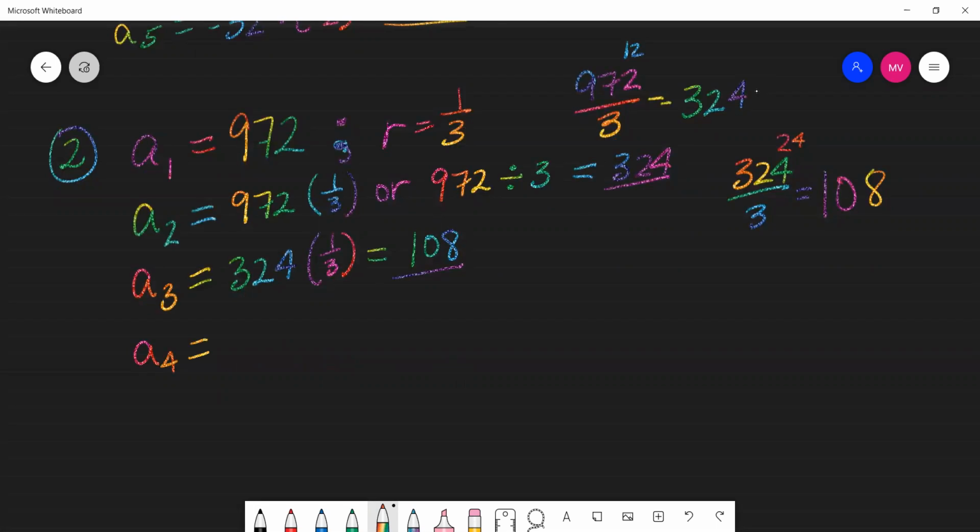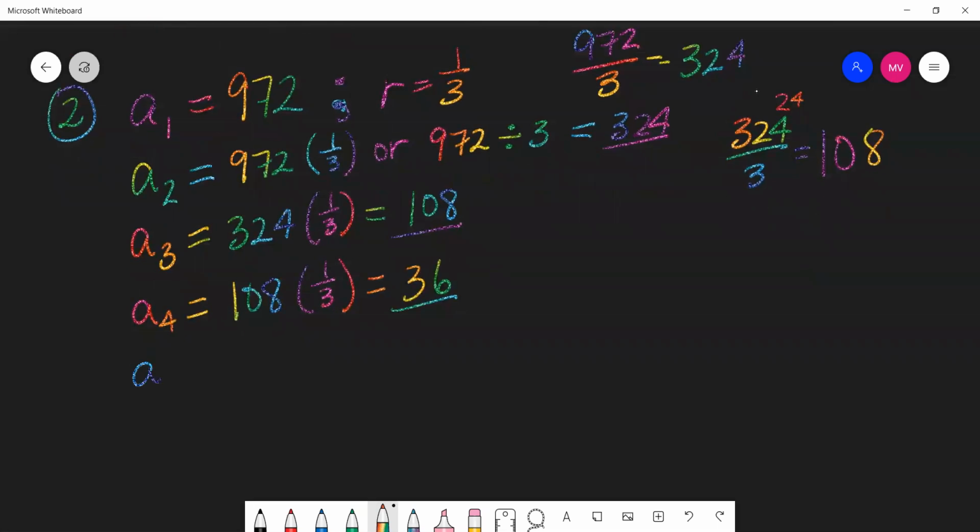All right. So the term at position 4 begins with what? 108 times 1/3. So 3 goes into 10 3 times with a remainder of 1. So 3 goes into 18 exactly 6 times. Last one, and then I want us to look at this a little closer. 36 times 1/3, or divided by 3.